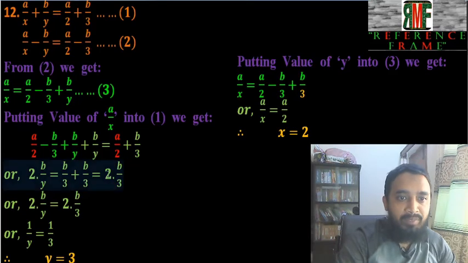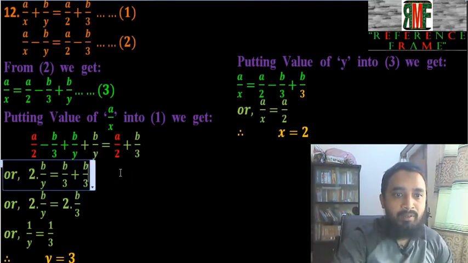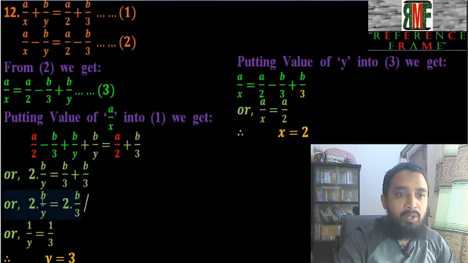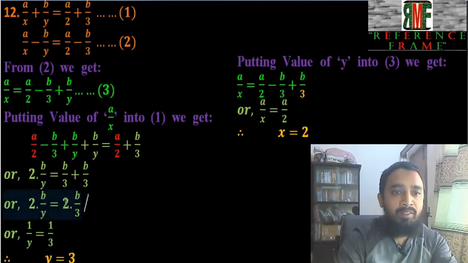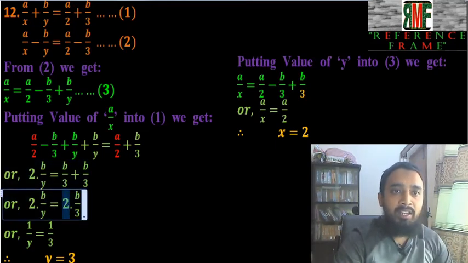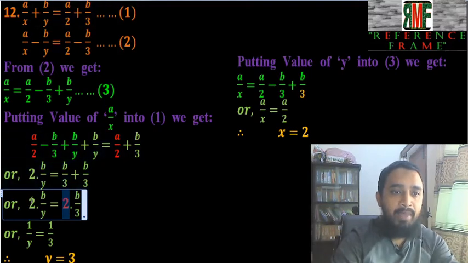Okay, you can see now. Look, we needed to write it because we write it here already. So 2 into b by 3, b by y on the left side and 2 into b by 3 on the right side. So look, again we can cancel b and 2 from both sides according to the cancellation law of multiplication.